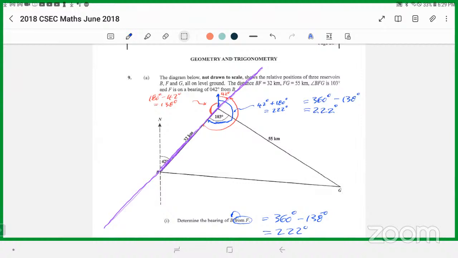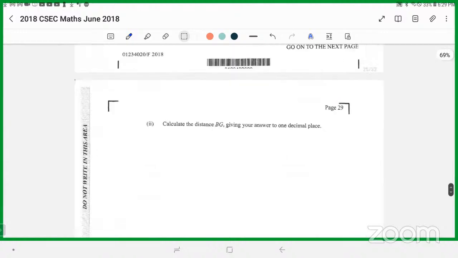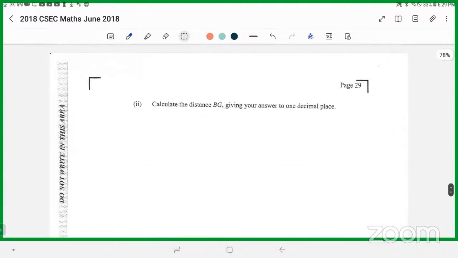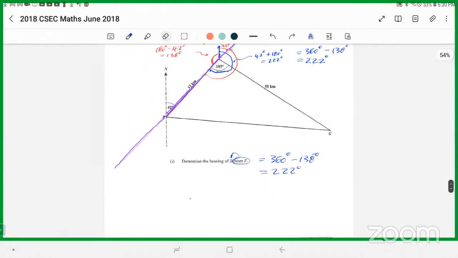Okay, let's go another way. All right. So the next question wants us to calculate the distance BG, giving the answer correct to 1 decimal place. Let's look at the diagram. BG is this line that we don't know.